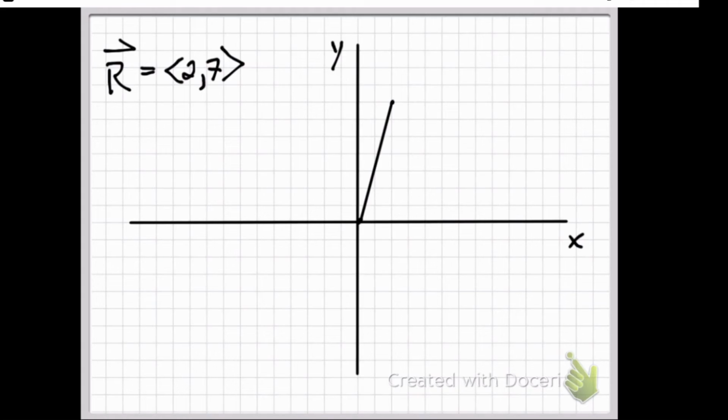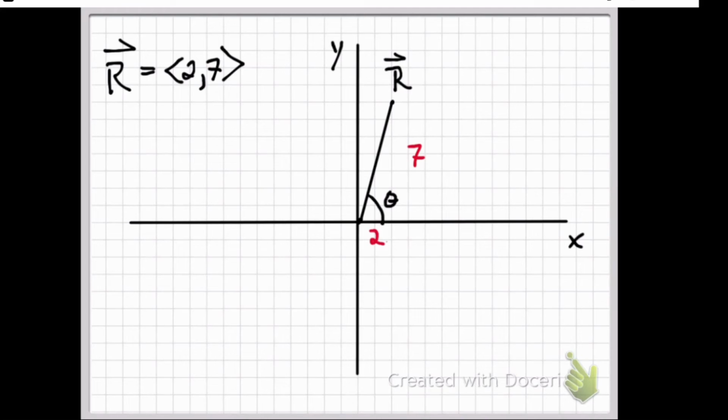Okay, so this is the vector r. This is the resultant vector. As we just mentioned, this portion is 2, and this portion over here is 7. So the horizontal part is 2, and the vertical part is 7. We're going to figure out two things: the angle with respect to the positive x-axis, and the magnitude of this vector.